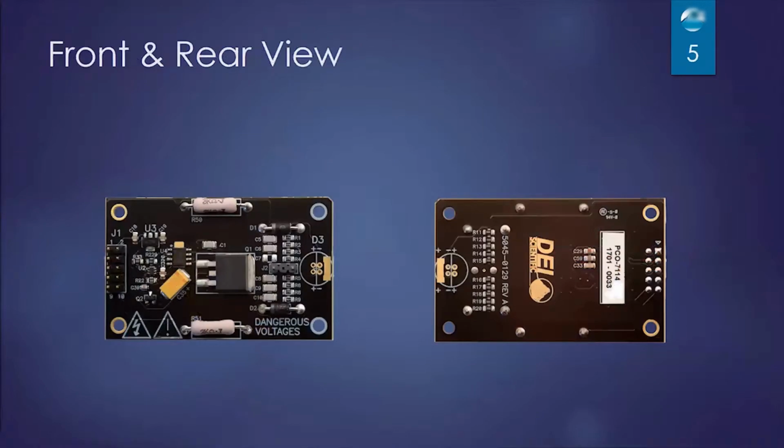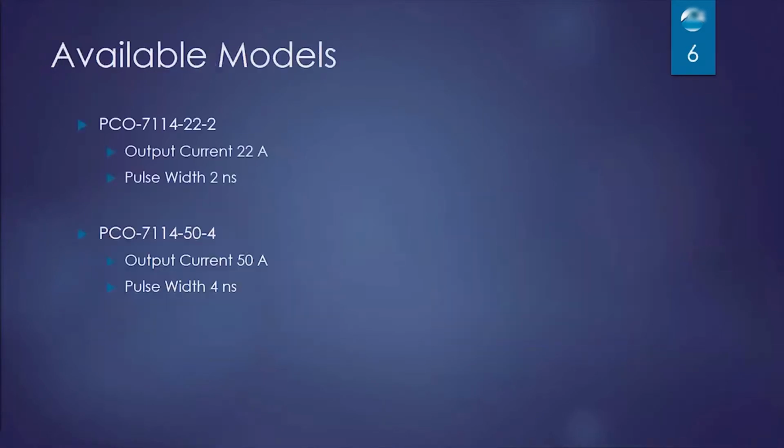Here is a front and rear view of the board. There are actually two models available. One of them is a 22-2, which is 22 amp output with a 2 nanosecond pulse width, or a 50-4, which is a 50 amp output at 4 nanosecond pulse width.